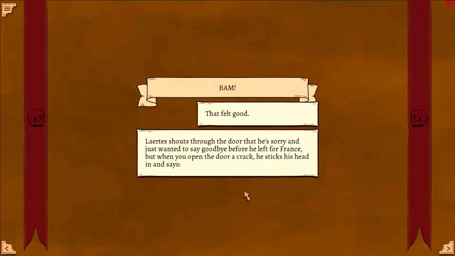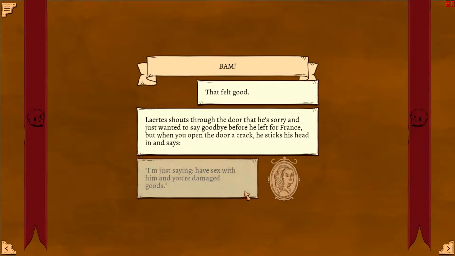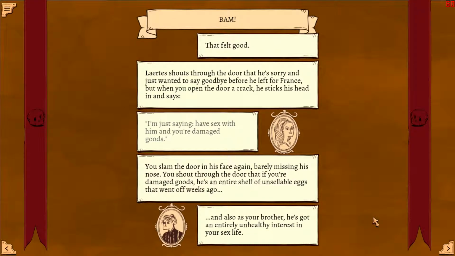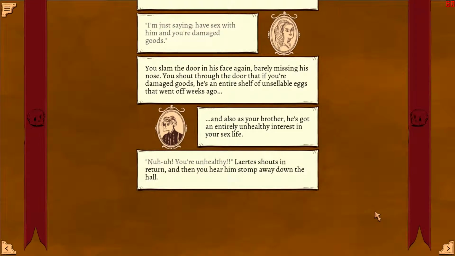Laertes shouts through the door that he's sorry and just wanted to say goodbye before he left for France. But when you open the door a crack, he sticks his head in and says, "I'm just saying. Have sex with him and you're damaged goods." You slam the door in his face again, barely missing his nose. You shout through the door that if you're damaged goods, he's an entire shelf of unsellable eggs that went off weeks ago. And also, as your brother, he's got an entirely unhealthy interest in your sex life. "Nuh-uh, you're unhealthy," Laertes shouts in return, and then you hear him stomp away down the hall.